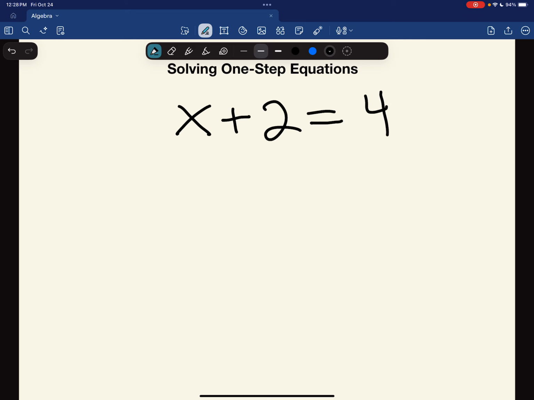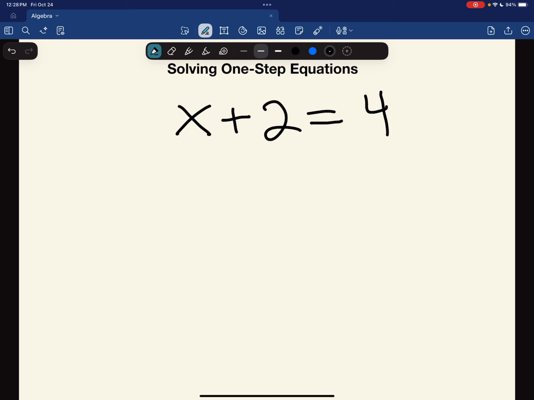As a reminder, if you see letters in your equation, those are called variables. So x is a variable, and if you see numbers without letters right next to them, these are called constants. So the 2 and the 4 are both constants. Now what I want to do is isolate our variable x. In order to do that, I want to get rid of this plus 2 next to it.